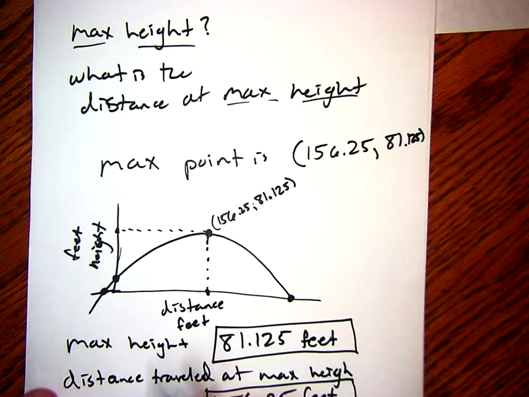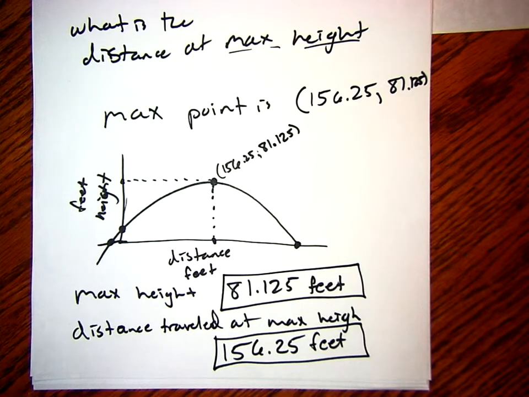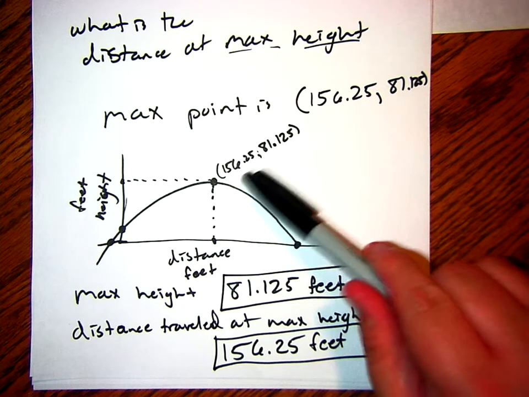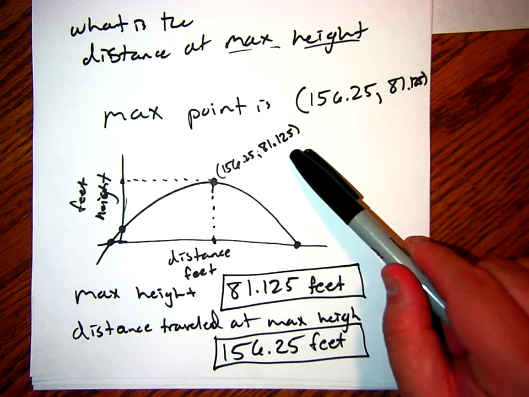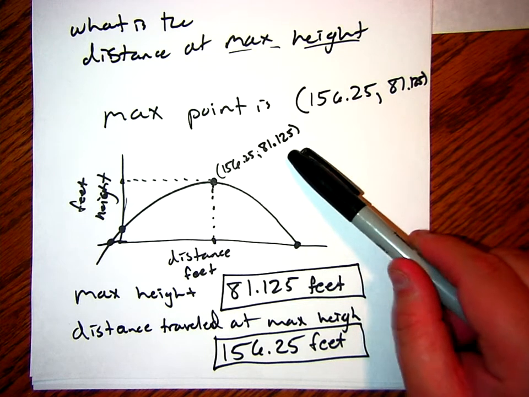A lot of students are really ready when we say maximum, because we've drilled it in, to say, well, the max height is 156.25, comma 81.125. And while that's technically true, we're asking for a maximum height, and a point or Cartesian coordinate point is not a height value. That's a point on a graph. What we want to know is the actual height value.